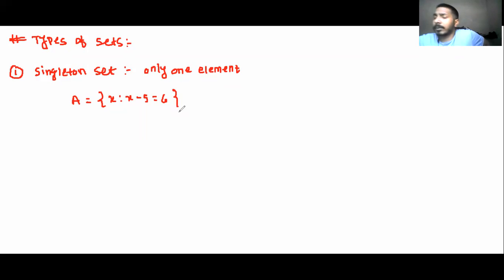Can we say that? If you solve this, you will get x equal to 11, and you will have only one value of x there. And that is 11. So this is the singleton set.